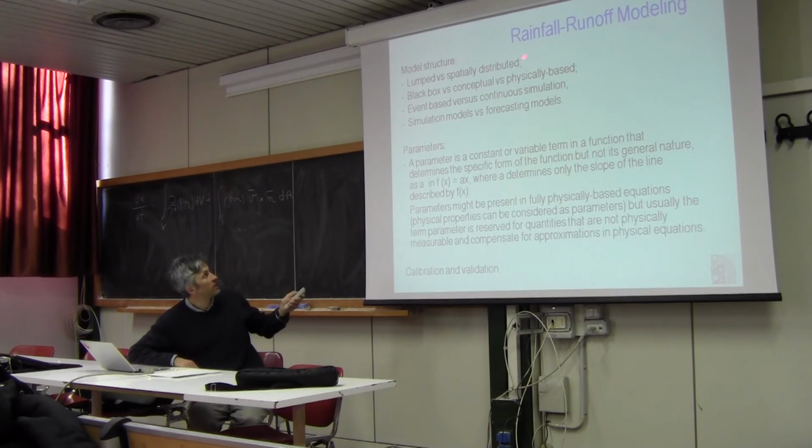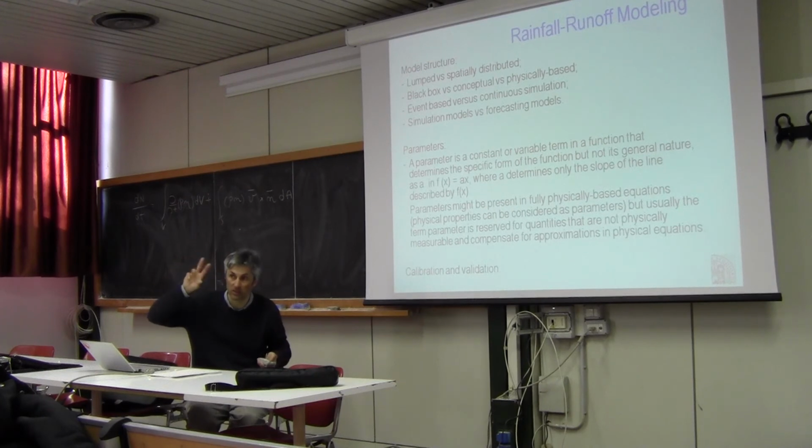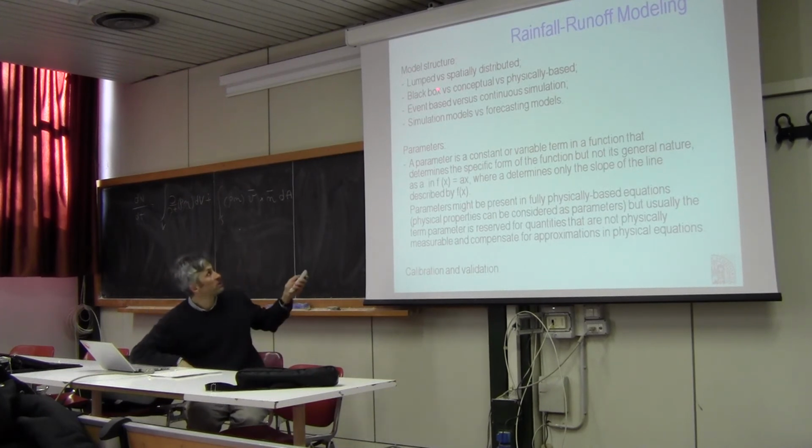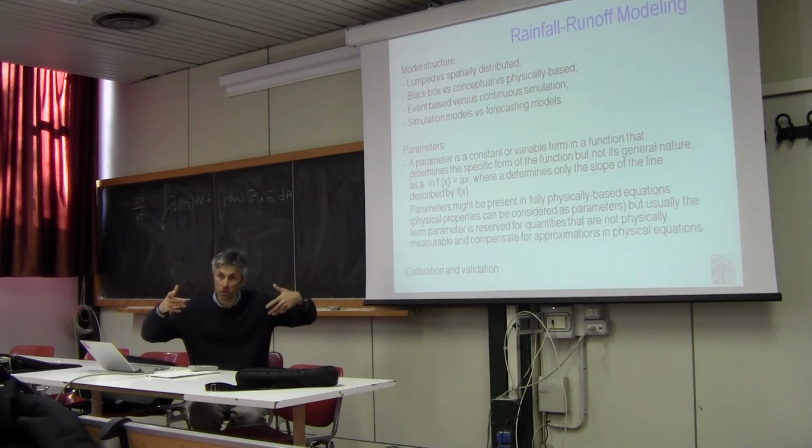You can distinguish between lumped model, lumped means applied at the catchment scale, versus spatially distributed. Spatially distributed means that you subdivide the catchment in subunits. Okay? So in the lumped model, the conservation laws, again, are applied at the catchment scale. In the distributed case, you apply the conservation law to each subunit, and then you have to sum up the contribution of each subunit to the formation of the river flow.